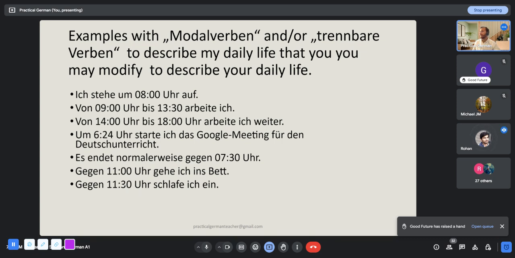Okay, yeah, understood. In the exam you have to say Uhr, but in real life just say 11:30. Say the Uhr part. Yeah. Now, thank you very much, Rowan.